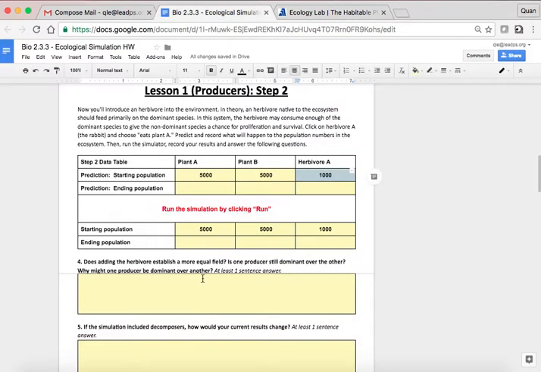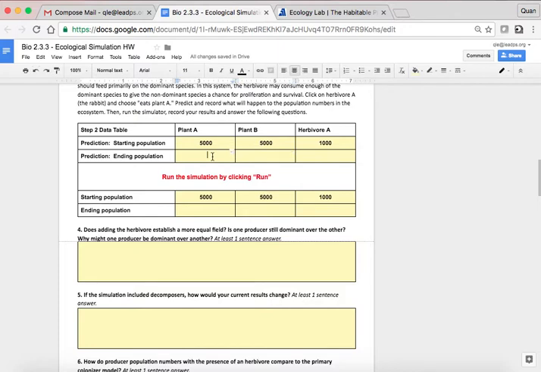Make sure that you predict what will happen to plant A, what will happen to plant B, and what will happen to the herbivore. Increase, decrease, or stay the same.